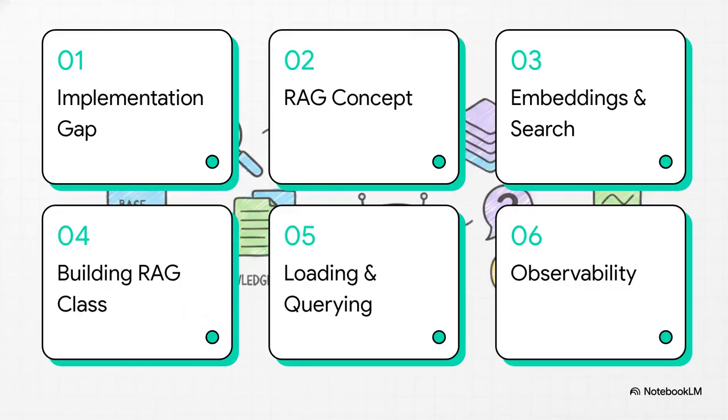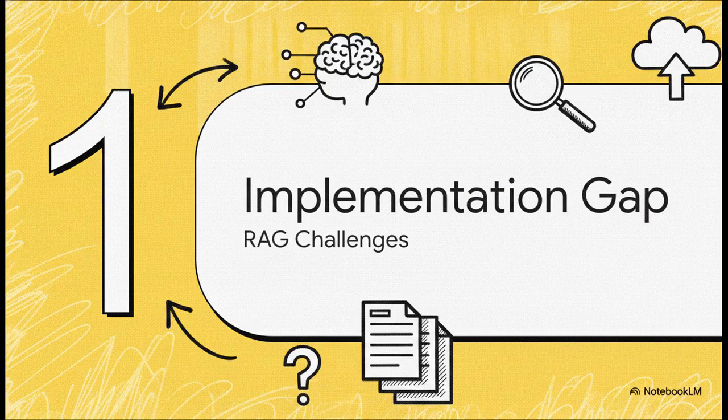So here's our roadmap for constructing the architecture. We'll cover the implementation gap, the core concept of RAG, the mathematics of embeddings, class construction, data loading, and finally, system observability. Let's start with Section 1, the RAG implementation gap.